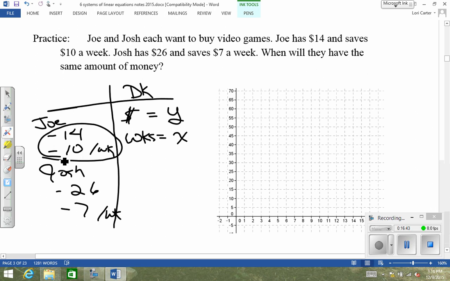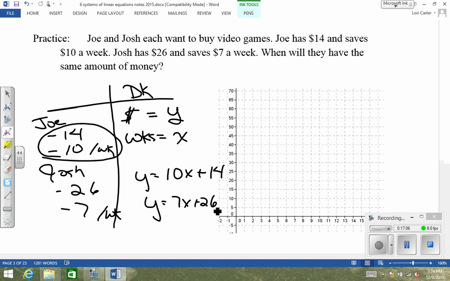14 plus 10. So y equals 10x plus 14. Okay, there's Joe's. How do I write Josh's? 7x plus 26. Can you graph them? Absolutely. This is not any different than what you've done, except now there's 2. If I had said, Joe has $14 and saves $10 a week, tell me how much money he has, you would have written me an equation. Nothing has changed, except now it has doubled. Yes, you can do this. You just have to think about it.